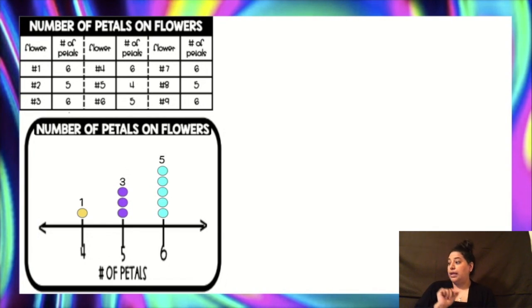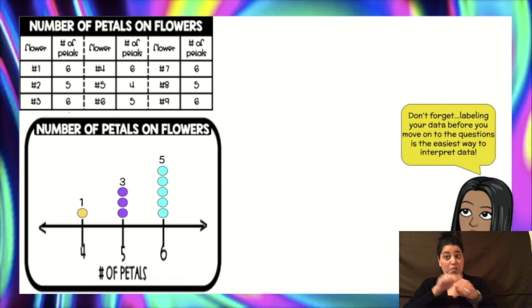All right, next. I want to remind you, don't forget, labeling your data before you move to the questions is the easiest way to interpret data, okay? Myself and your teacher can tell you how many small mistakes occur when kids do not label their data, okay? It looks really easy. I know it looks like you can just look at those 3 circles and say, oh, that's 3, but sometimes we make mistakes. So make sure that you label your data in order to best interpret it, okay? All right, that was just a quick little note from me.